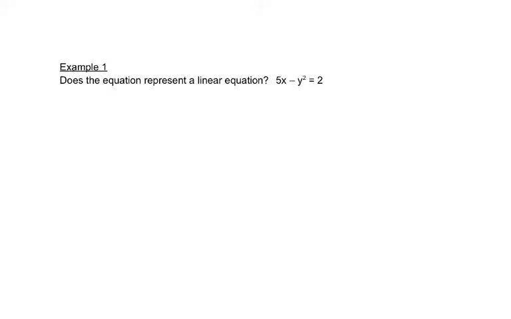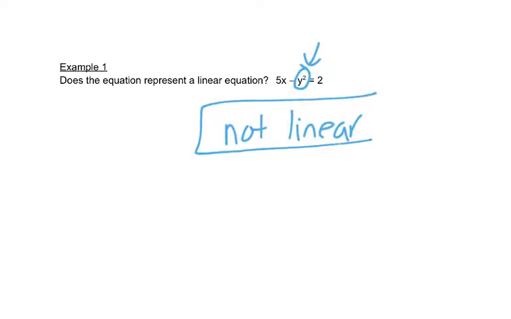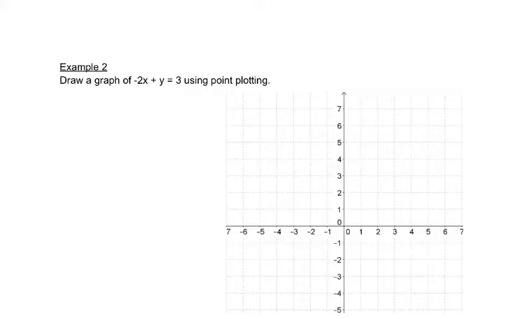So first of all, this question just asks if it's linear. Because this says y squared, because of the squared, it is not linear. No exponents on either variable. So we're going to graph this by plotting points. So the idea is that we're just going to choose x values. It doesn't matter what x values we choose. We'll just try a 1 first.